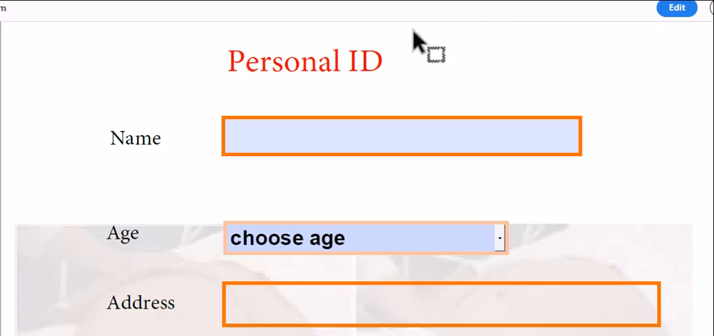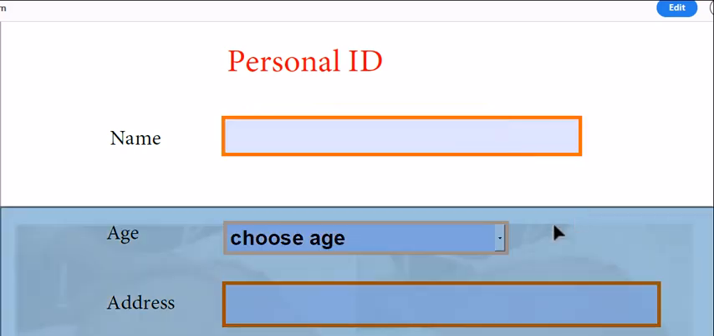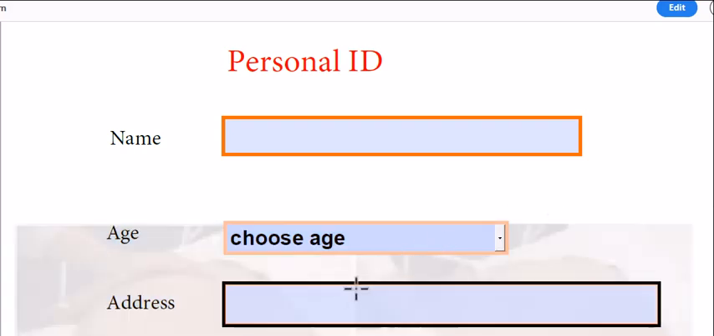Today I am going to present an interactive PDF file for patients having bleeding in early pregnancy. The first thing, we are going to take the personal ID, so we are going to write the name of the patient, select the age of the patient, and write the address of the patient.